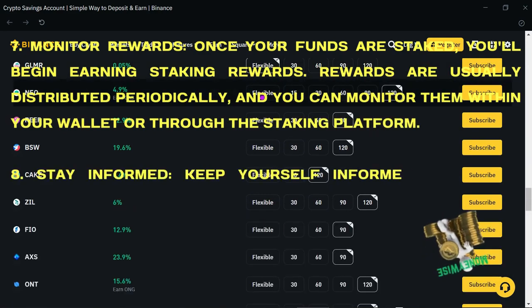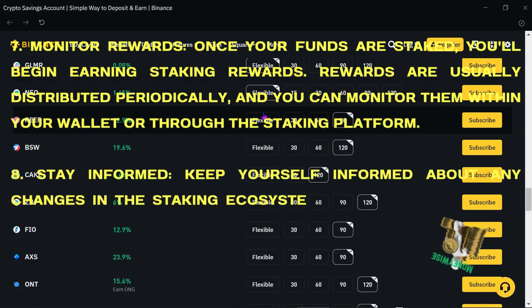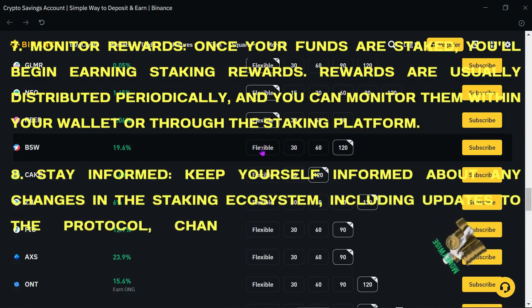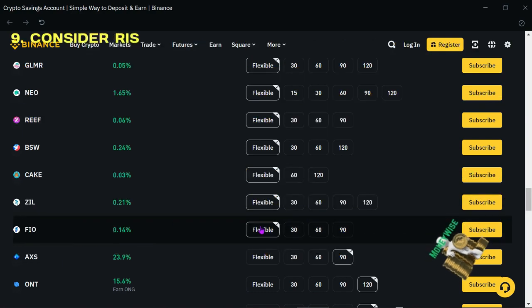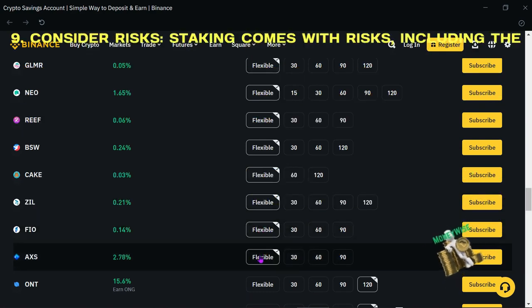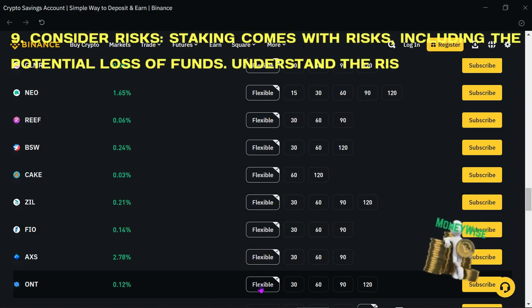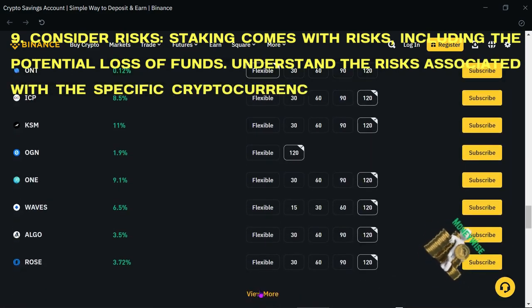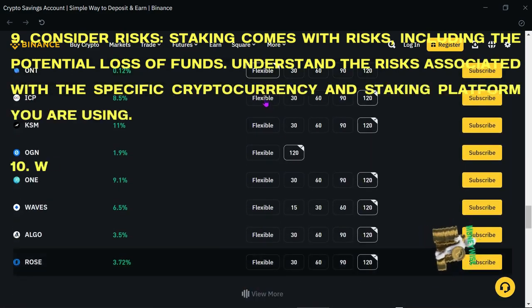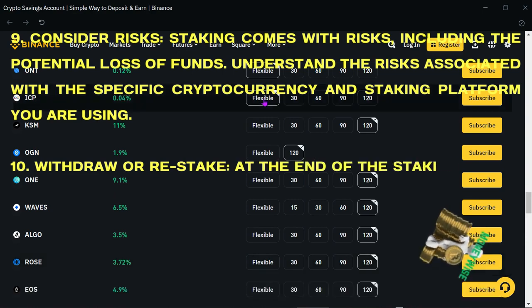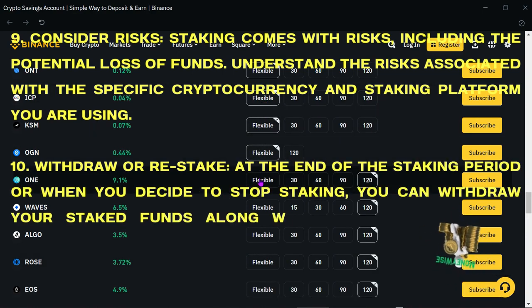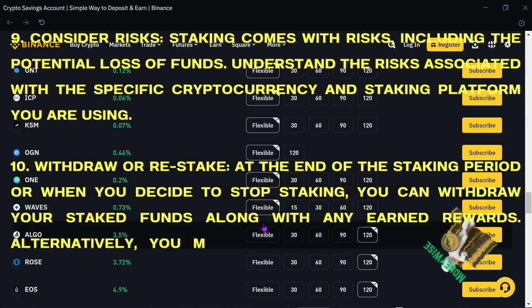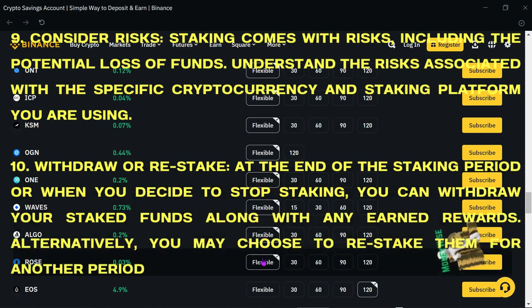8. Stay informed. Keep yourself informed about any changes in the staking ecosystem, including updates to the protocol, changes in staking rewards, or modifications to the staking process. 9. Consider risks. Staking comes with risks, including the potential loss of funds. Understand the risks associated with the specific cryptocurrency and staking platform you are using. 10. Withdraw or restake. At the end of the staking period, or when you decide to stop staking, you can withdraw your staked funds along with any earned rewards. Alternatively, you may choose to restake them for another period.